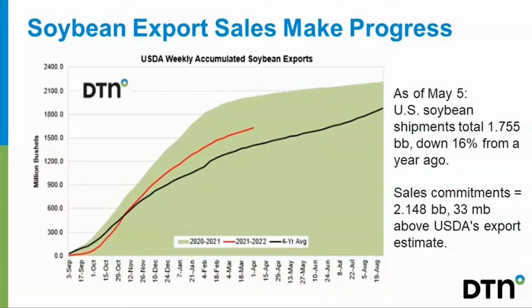I don't think they're going to have a problem reaching their goal ultimately. We have sales commitments out ahead of the shipment pace right now. As I mentioned, sales commitments 2.148 billion bushels as of this morning's report. That was 33 million bushels above USDA's full crop export estimate, but of course they raised that to 2.14 billion bushels in this report. So those sales commitments are still ahead of USDA's export estimate. Don't be surprised if we get another bump up in that export estimate before we get to the end of August.